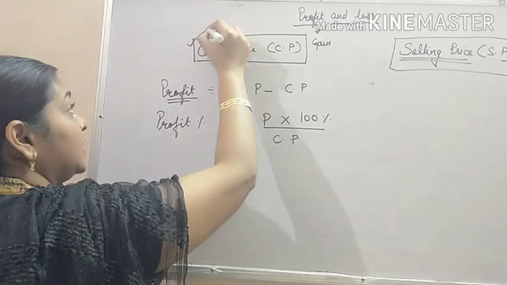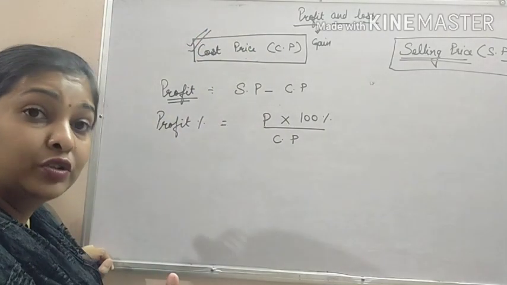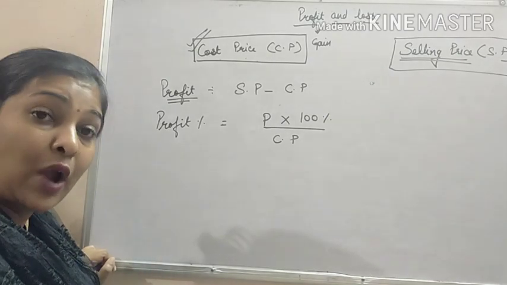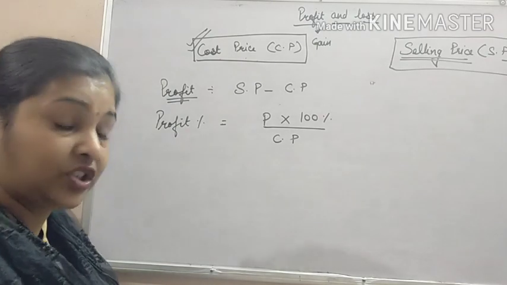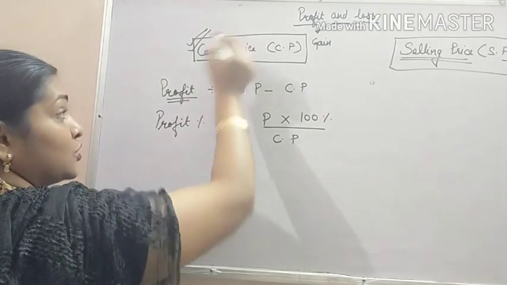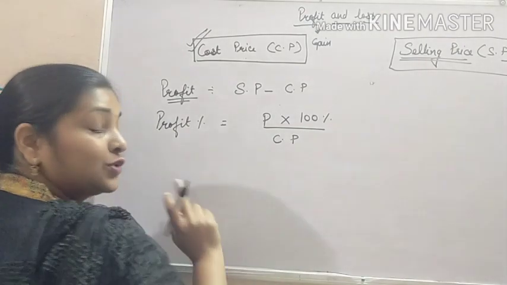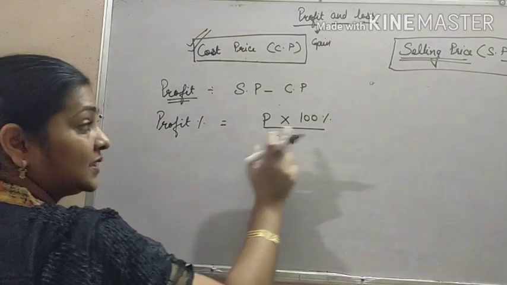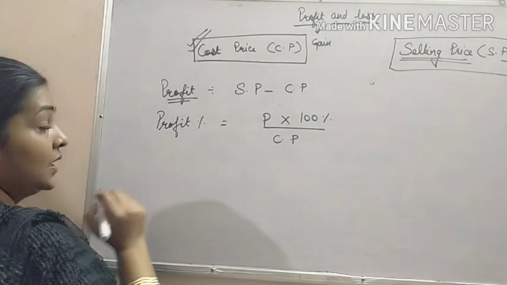That's why I am saying that cost price is the most important term to be used whether we are finding profit, loss, whatsoever. Because if you haven't purchased anything, you can't do any transaction. So the first transaction is cost price, and that is why it is the most important term, and it is always used in each and every formula. Okay, so profit percentage is profit into 100% upon CP.